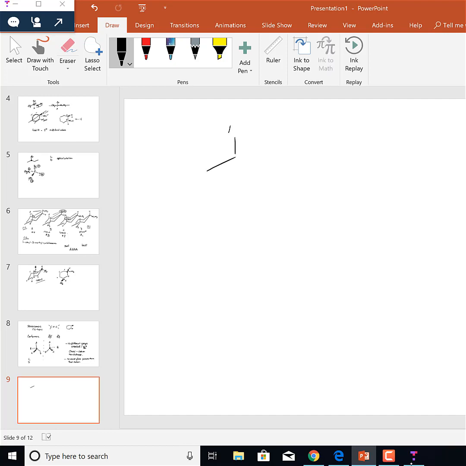So for instance, if I have 2-bromobutane, my question would be, number one, I think that's a chiral center. I think that's a chiral carbon.